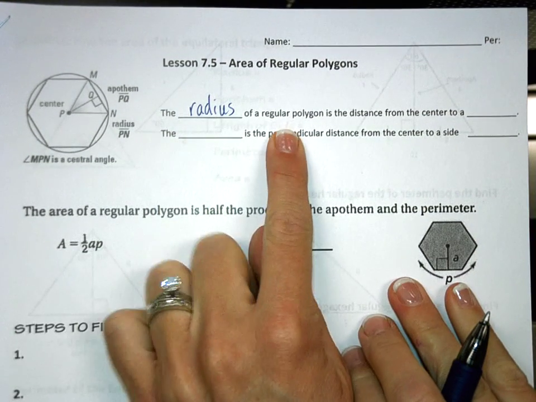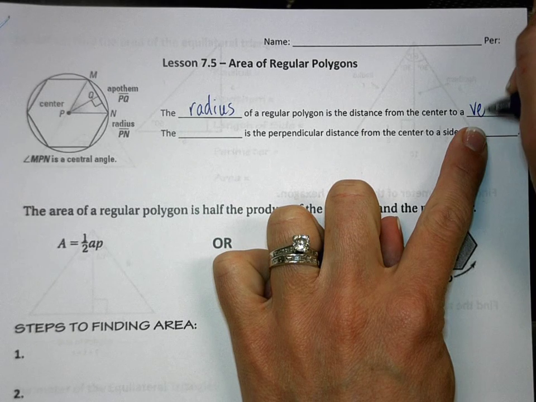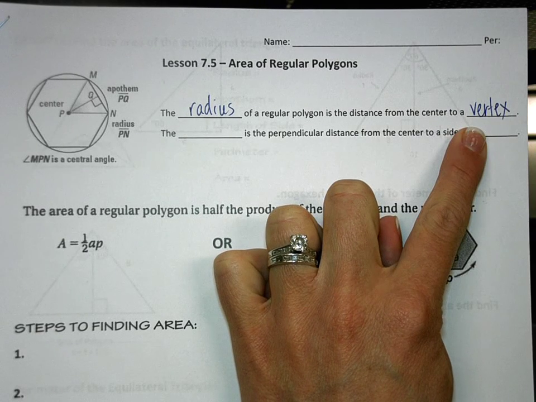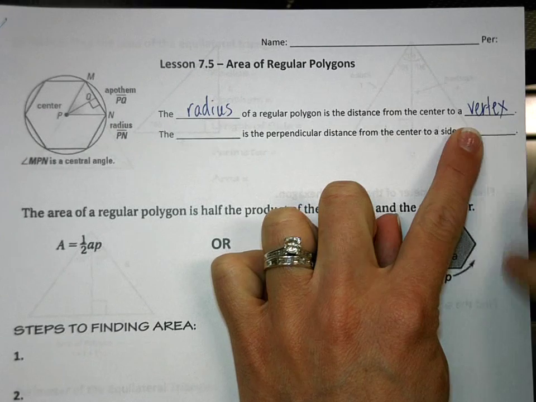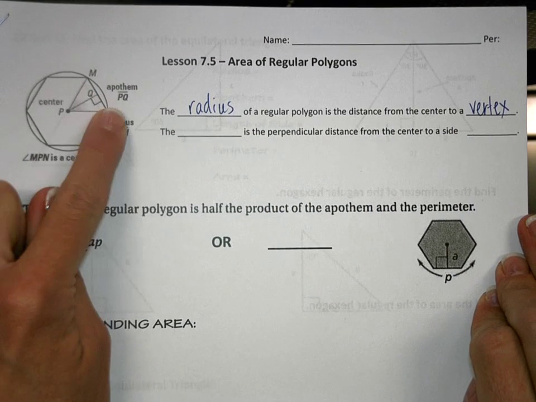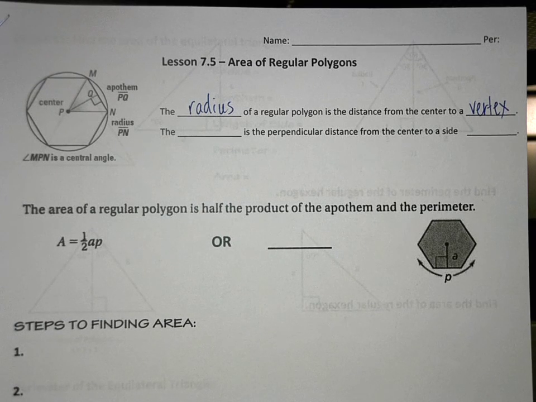of a regular polygon is the distance from the center to a vertex. What do I mean by a vertex? Yeah, so like right here, M, that's a vertex. N is a vertex. Okay, so it has to be where two lines connect.